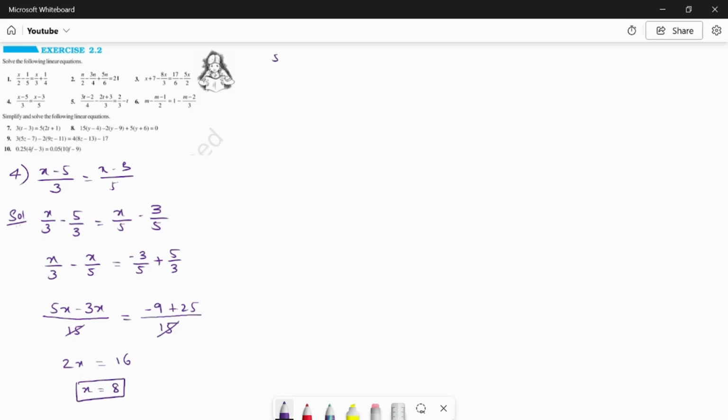Next, fifth question. (3t - 2)/4 - (2t + 3)/3 = 2/3 - t. Here we split the equation. 3t/4 - 2/4 - 2t/3 - 3/3 = 2/3 - t.